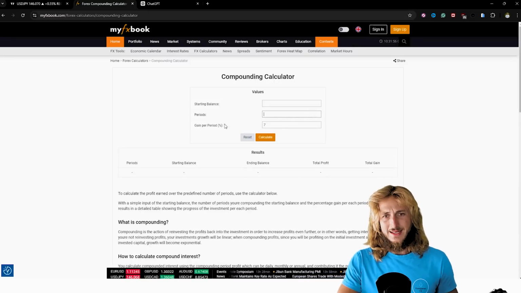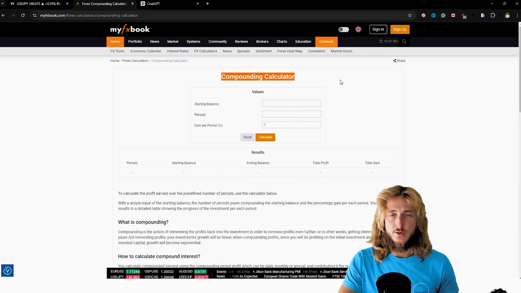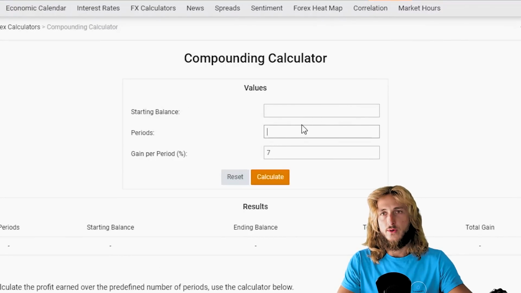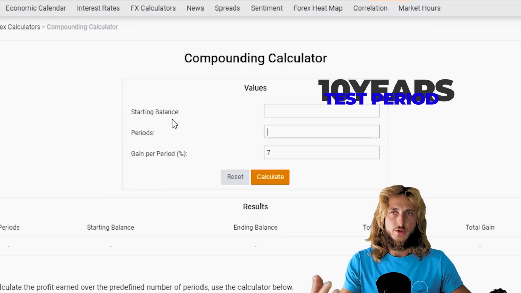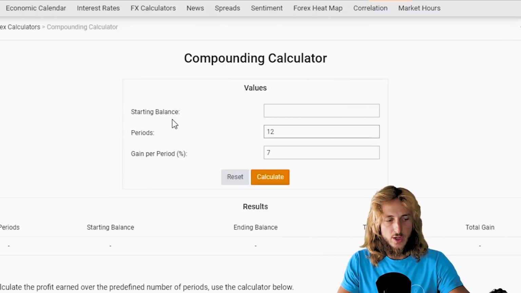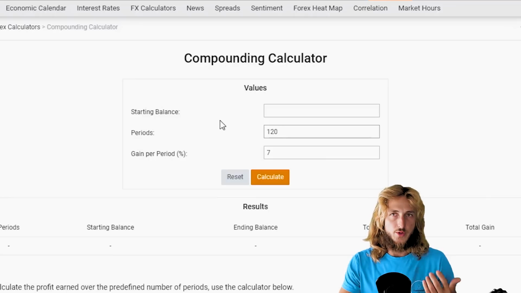Now, let's use a simple compounding calculator. We take 7% per month as a benchmark, and we're going to compound that for 10 years, because we will also be doing the backtest of my algorithm on around 10 years. So the periods will obviously be 120, because it will be 12 months for 10 years.